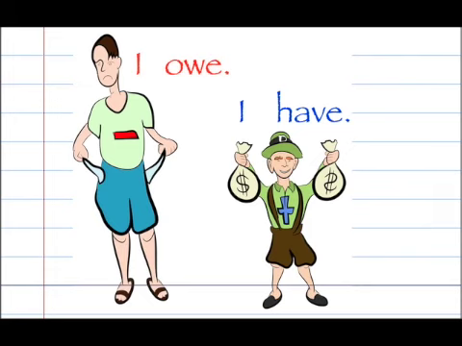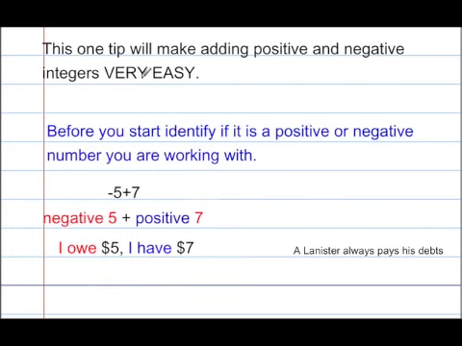So I owe money, I have money. So whenever I see a negative, I want to think of someone owing money. Whenever I see a positive, I want to think of someone having money. This one tip will make it very easy. So before you start, identify if it is a positive or negative number you are working with.